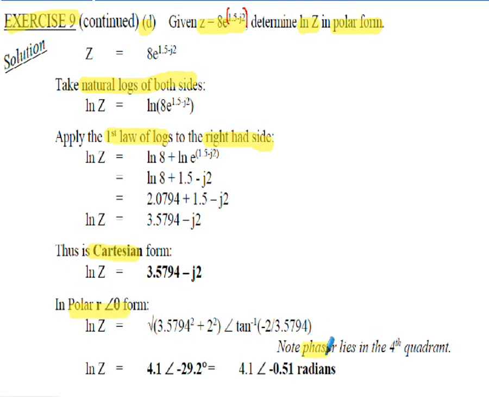Note here the phasor lies in the fourth quadrant. We have a negative on the imaginary axis but a positive on the real axis. That's the fourth quadrant, so be careful of that. Answer given for ln z in polar form with a negative angle in degrees and equivalent negative angle in radians.